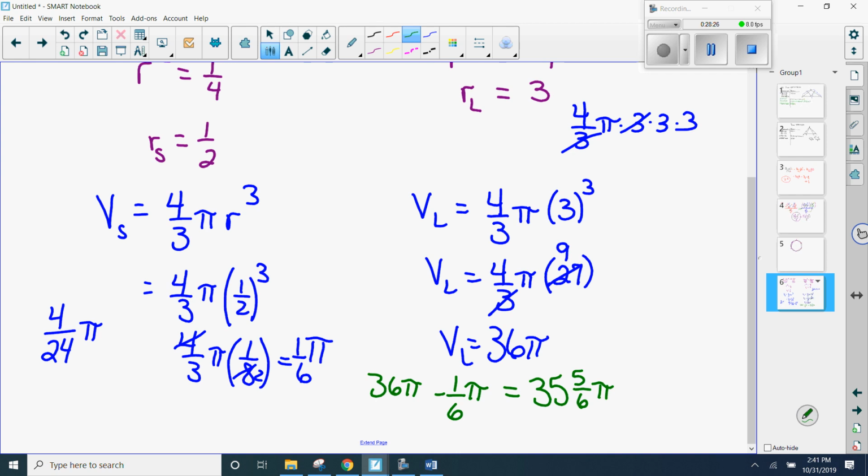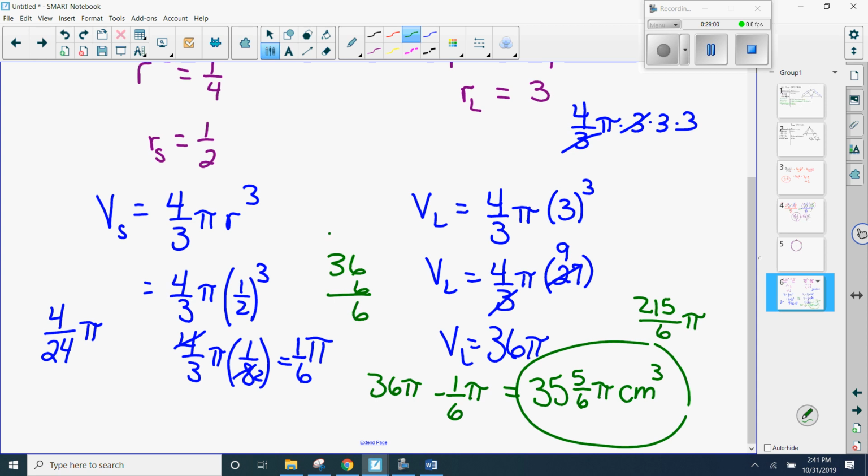So 36 minus 1/6. You could take 36 times 6. What is that? 216. You have to subtract from it, so it'd be 215.6 pi cubic centimeters.